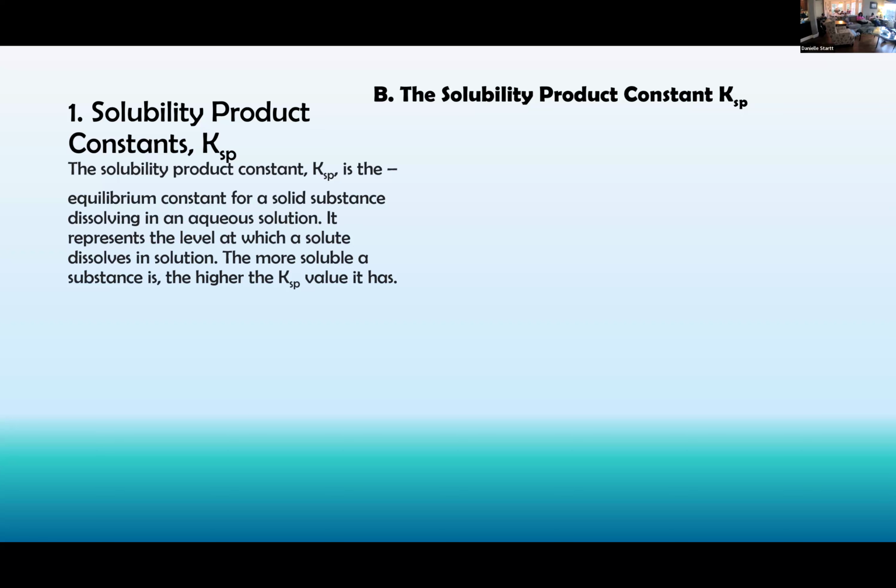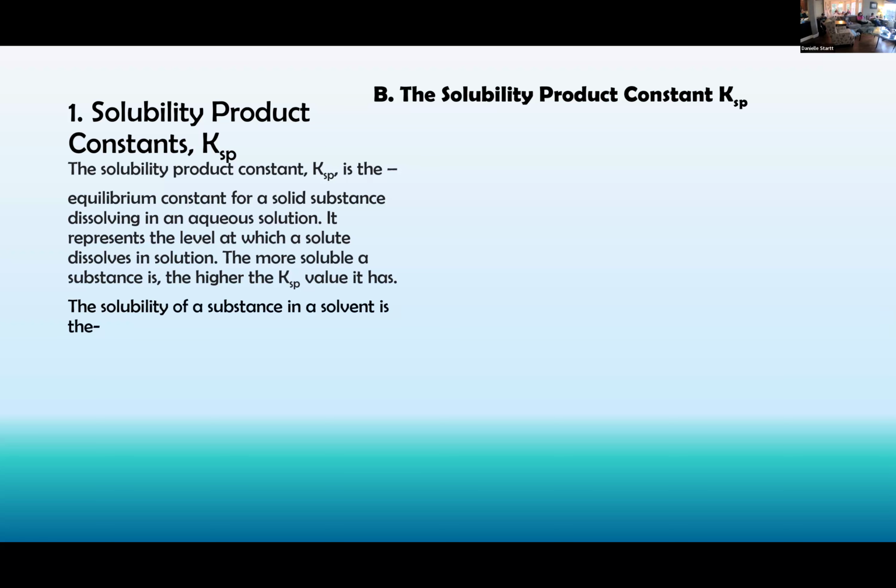There you go. So it's the equilibrium constant for a solid substance dissolving. So it's your solute dissolving in an aqueous solution, and it represents the level at which a solute dissolves in solution. Basically, how soluble is something. The more soluble a substance is, the higher the K sub SP. So if you want to know how soluble something is, you can look for a solubility constant. And because it's a constant, it's something you can look up, right? It's been done, so you can look it up.